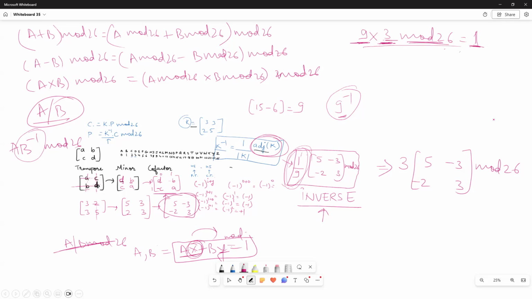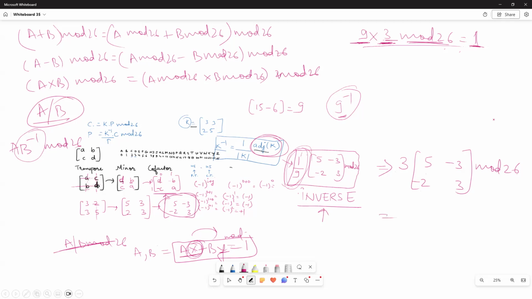Thank you. Okay, so 1 over 9 could be solved as 3 times (5, negative 3, negative 2, 3) mod 26. We did this because it is a division operation, which means I have to calculate the multiplicative inverse of 9. That means what I should multiply with 9 under mod 26 in such a way that the resultant would be equal to 1, which in this case becomes 3.